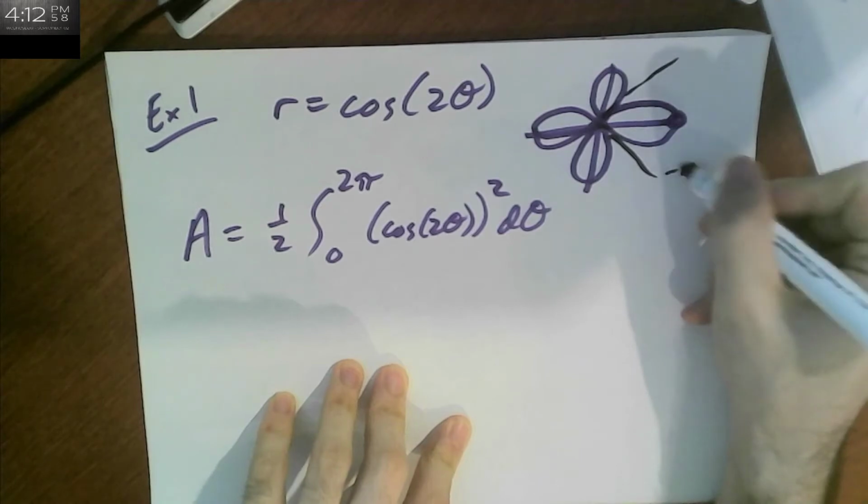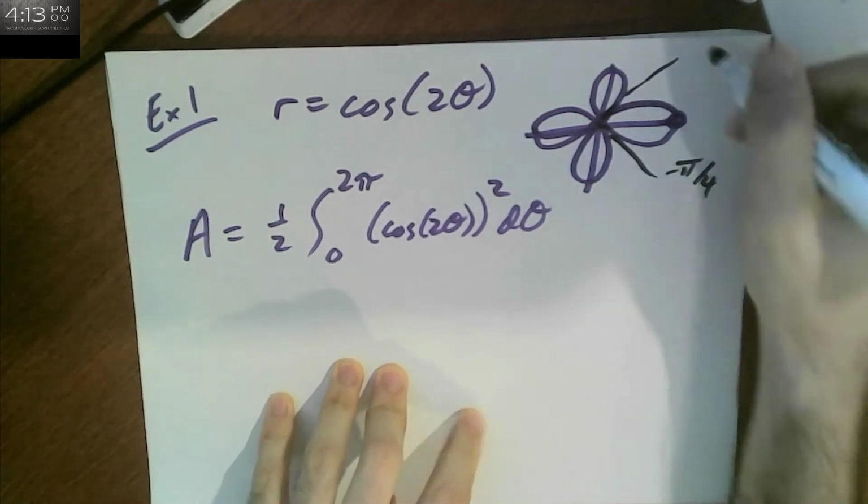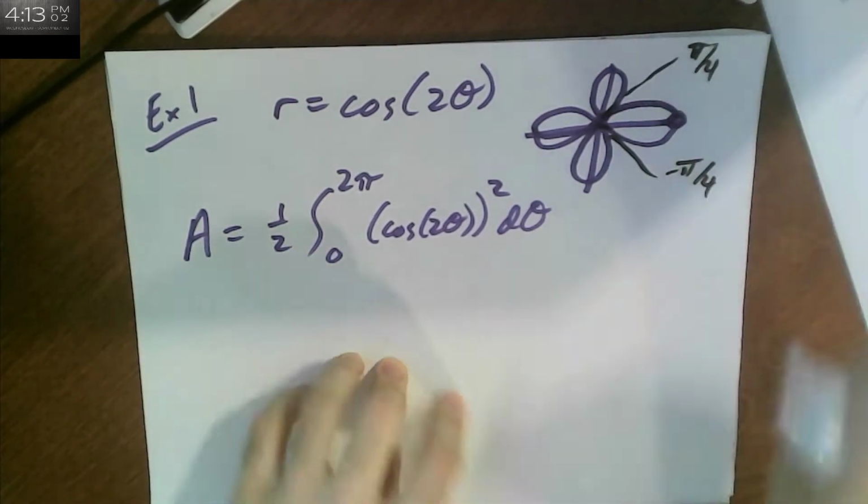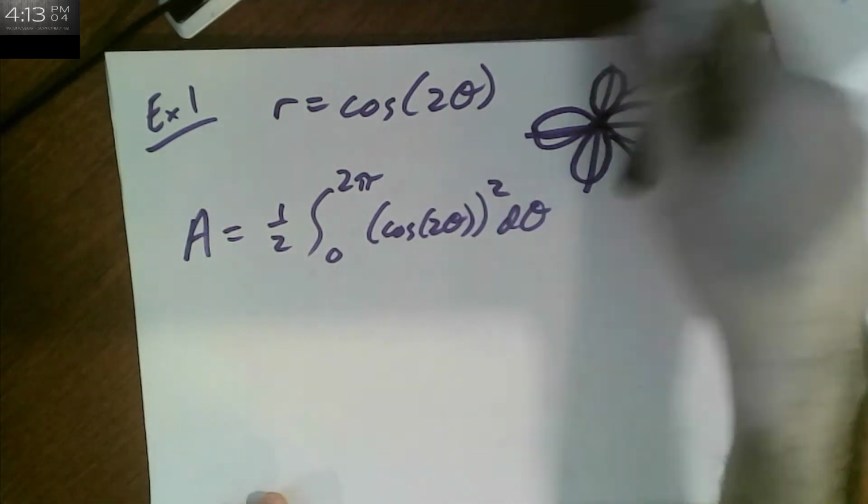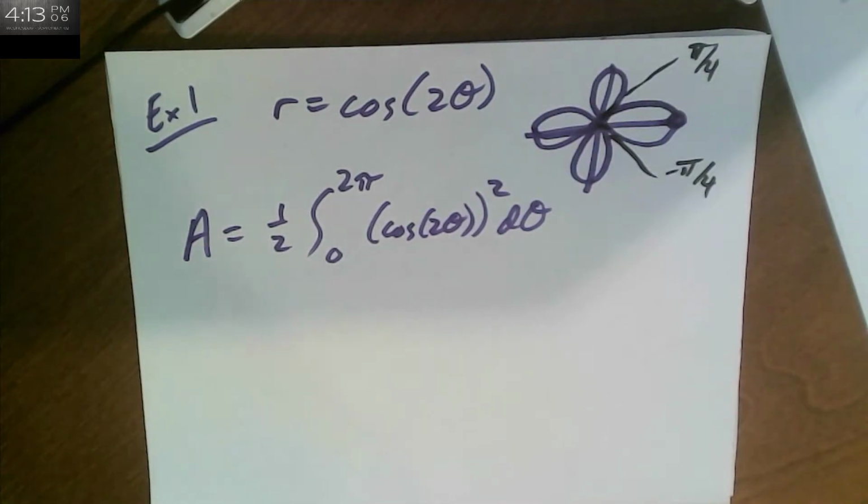Well, one of the petals would involve bounds of, say, negative pi over 4 up to pi over 4, right? And we could do one of the petals that way, or we could have gone from pi over 4 to 3 pi over 4. I mean, it's whatever we want. We could do one petal and multiply by 4.